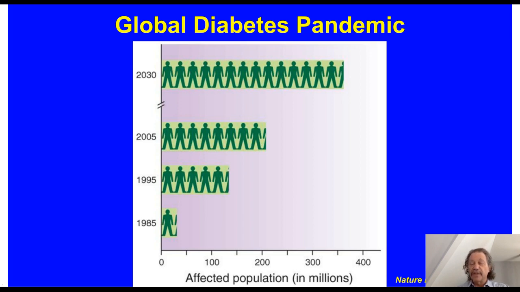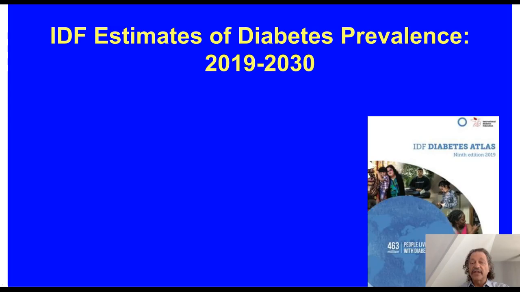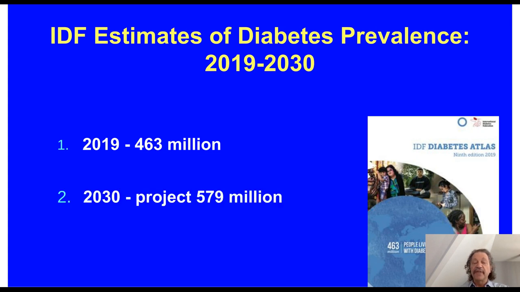So what has happened in the last 16 years since this was published? Well, the latest data from 2019 from the IDF, International Diabetes Federation, estimate that in 2019 there were already 463 million people in the world with diabetes, and by 2030 they project 579 million. That's well over 500 million people with diabetes.